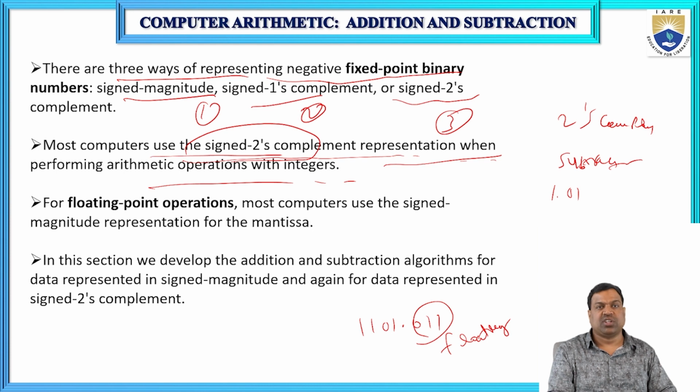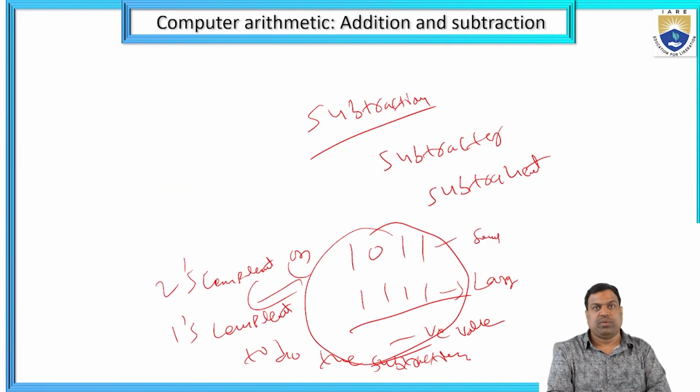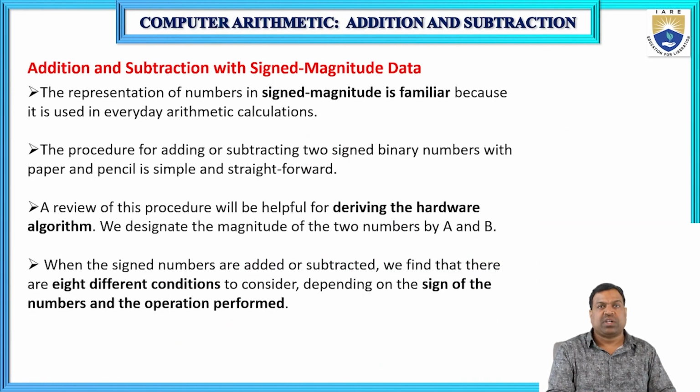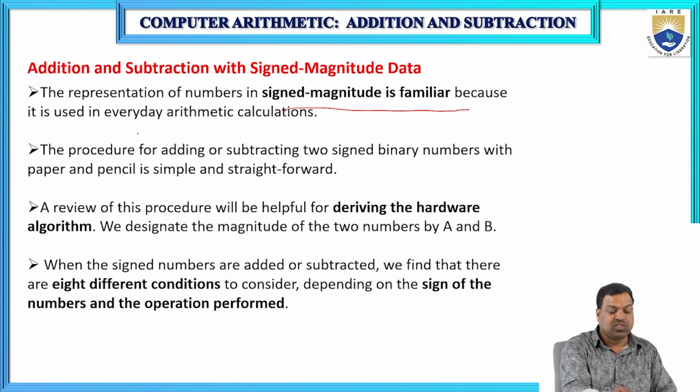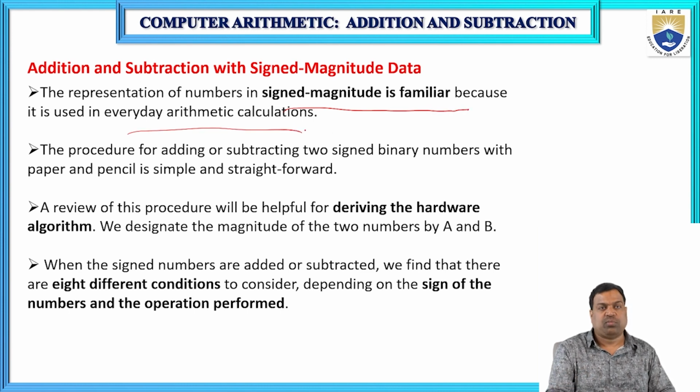And addition and subtraction algorithms for data represented in signed magnitude, and again the data representation is signed 2's complement. Addition and subtraction with signed magnitude data is familiar because it is used in everyday arithmetic calculations. So what arithmetic operations am I performing? I am representing with signed magnitude. It is familiar to regular arithmetic operations.